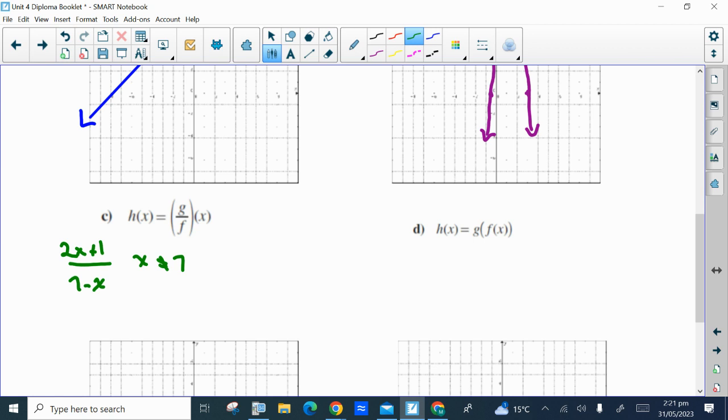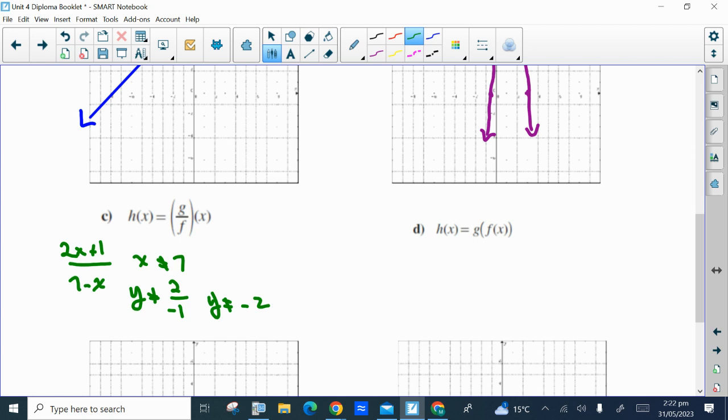Remember when we did rational functions in chapter 9? If the degree of top and bottom are the same, then the horizontal asymptote can be found by dividing the coefficients of the highest power terms, which would be 2 over negative 1. Y cannot equal negative 2. That's where the horizontal asymptote would be.